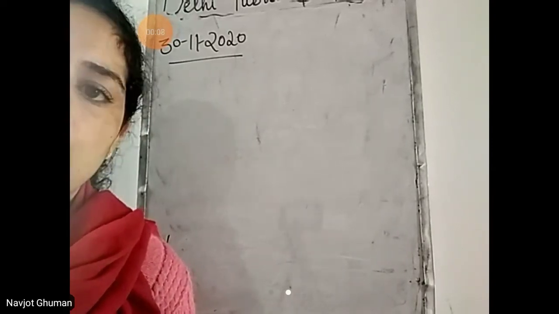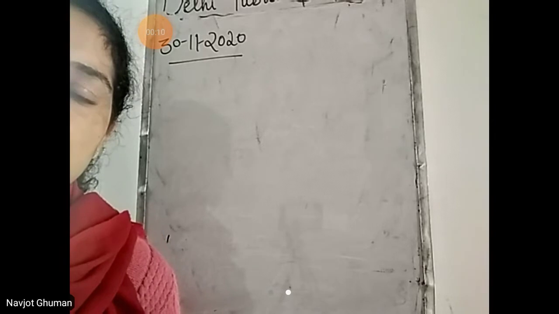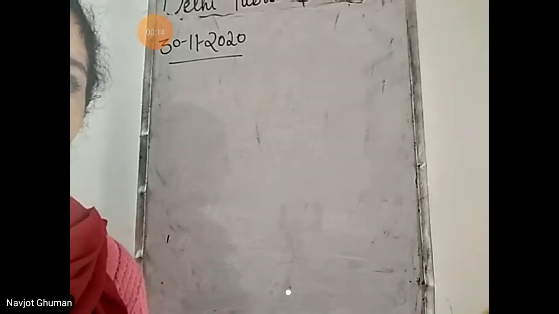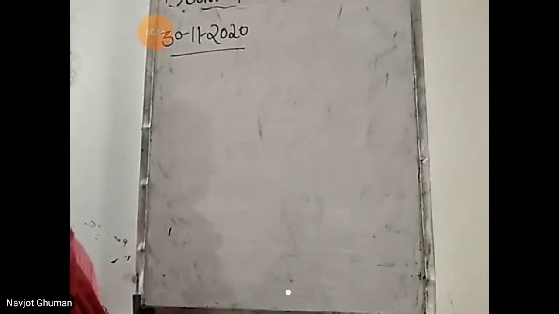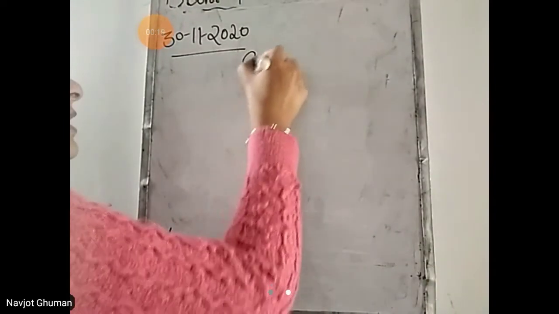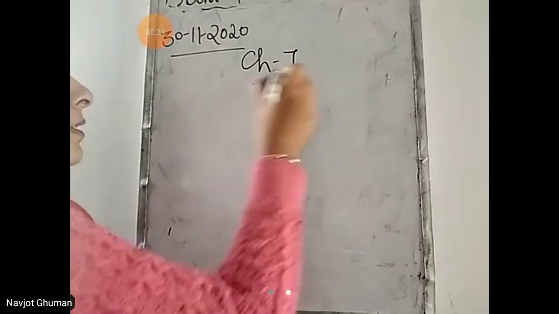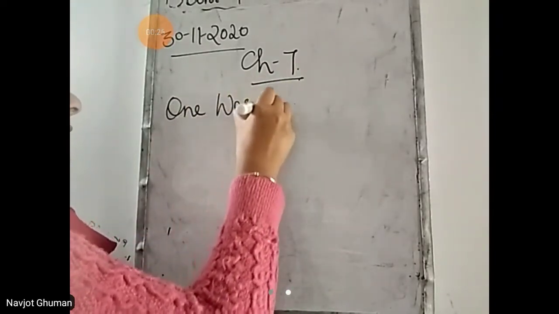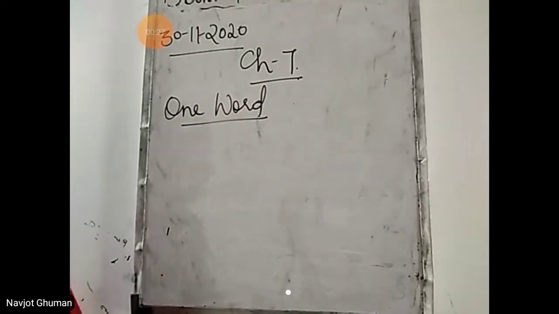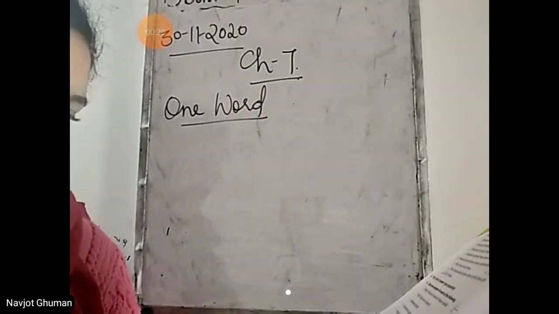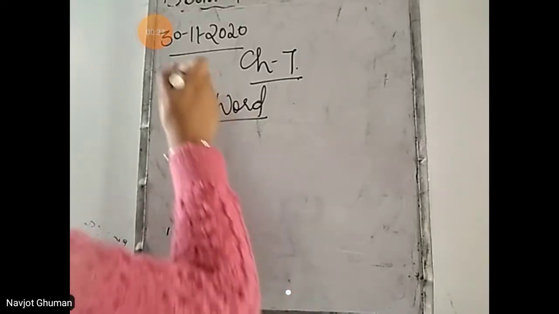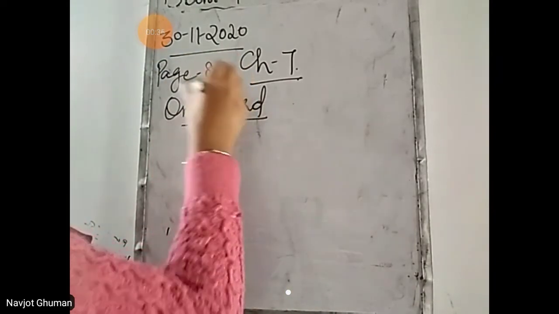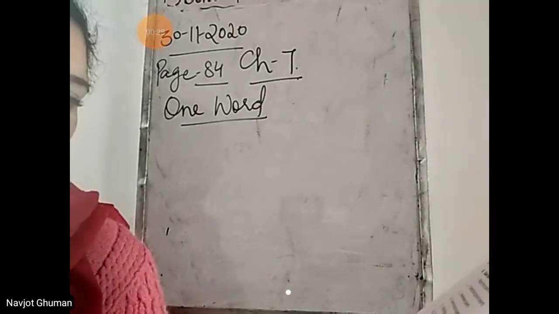But last time we forgot to do one word and let's recall of chapter number 7. That is how plants survive. So let's do first chapter 7. First one word. Come to one word of this chapter. Page number 84. Page 84. One word.